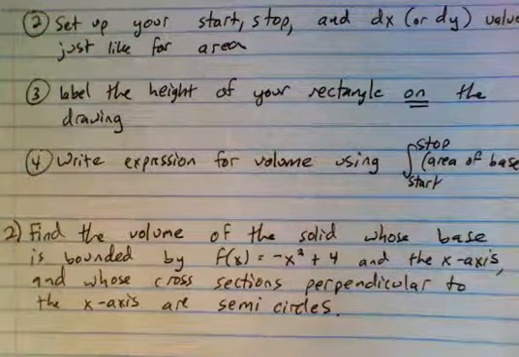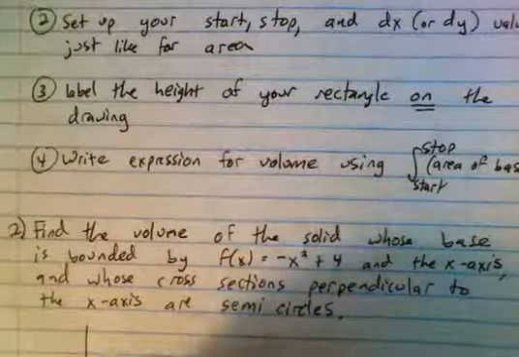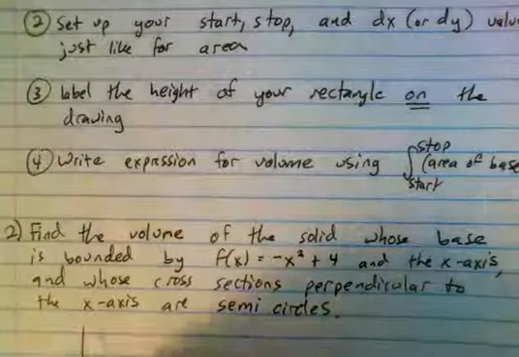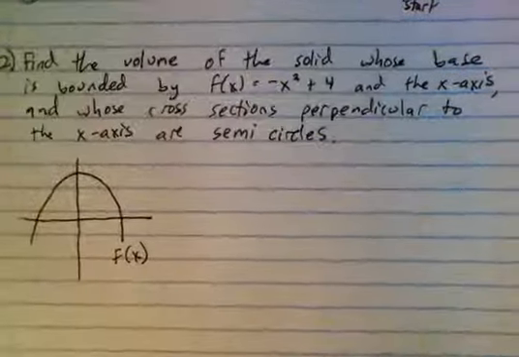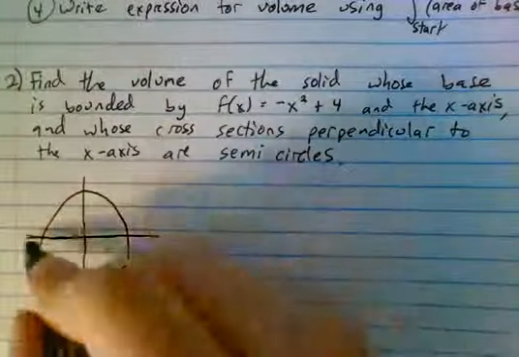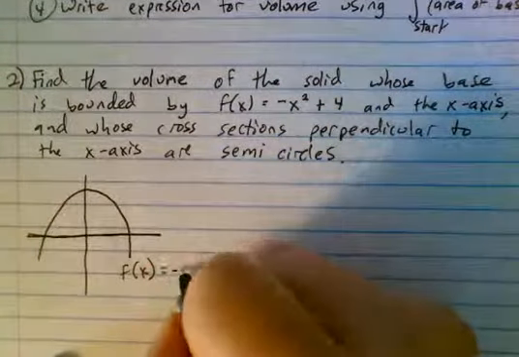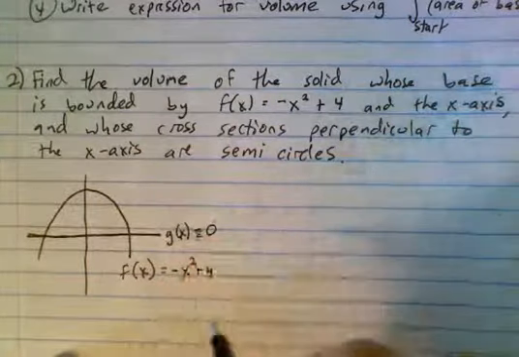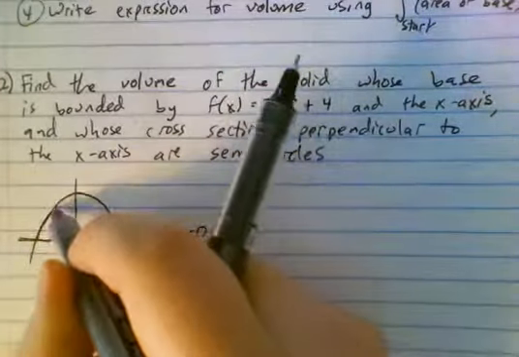So I'm going to start off by just paying attention to the base, which is bounded by, so draw that just like normal. Negative x squared is an upside down parabola, plus 4 moves it up 4, so here's my f of x. Here's the x-axis. So remember, this x-axis is just the line y equals 0. So we can say f of x is negative x squared plus 4. We can say this x-axis is the line g of x equals 0. And the base is this area right here.